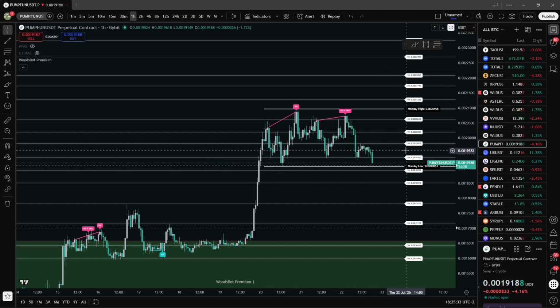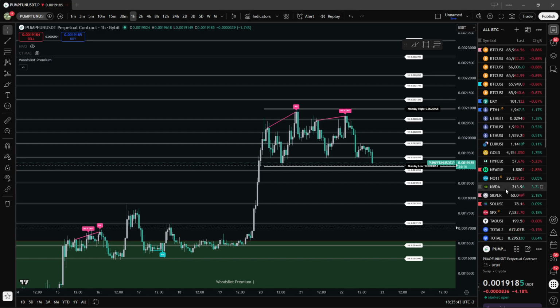I'm really interested in this sweep of Pump Fun. Definitely have an eye on this one. Set yourself alerts, guys. It's almost spot. Okay, so what's your entry on Litecoin?